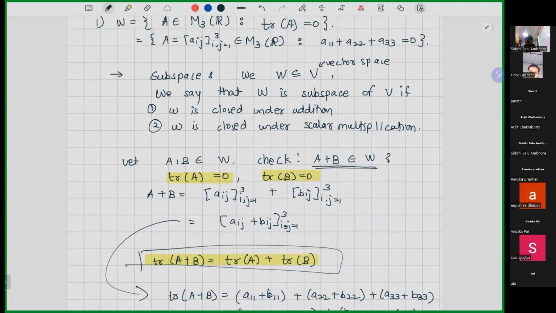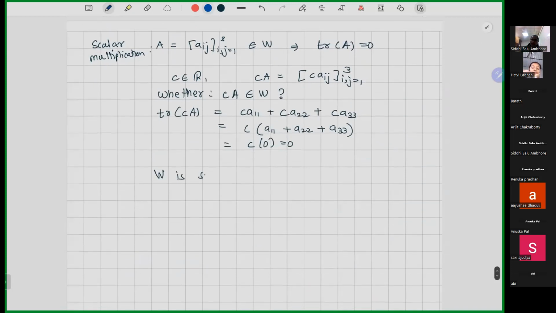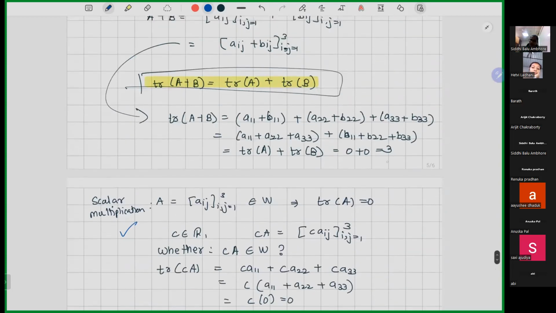Okay, any doubt? Any doubt? Okay, so W is a subspace because it satisfies both scalar multiplication and vector addition here.